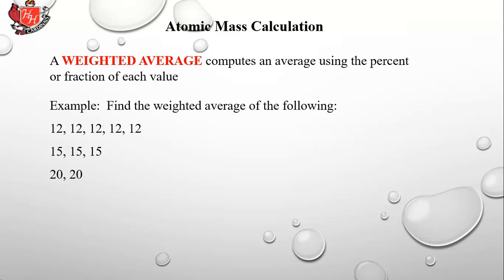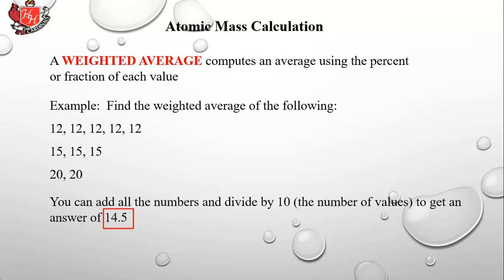You can add all the 12s together, all the 15s together, all the 20s together, and if you count, there's 10 values there, 10 different numbers. You would divide by 10, and what you would get is 14.5. So you can add all the numbers and divide by 10, the number of values, to get an answer of 14.5. In chemistry, though, that's not practical. You're dealing with numbers of atoms and molecules that are countless. I mean, it's just so big you can't possibly count them all. So we have to have another way to find average masses.